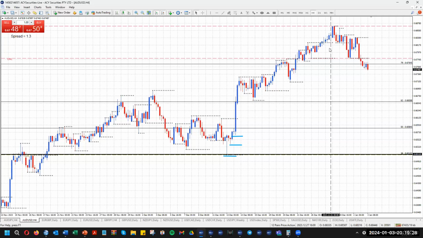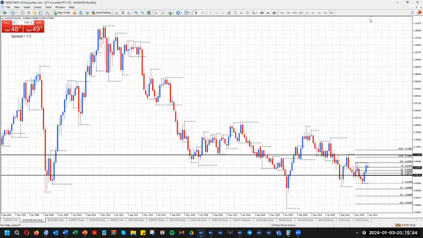All right, just trying to get rid of my lines here. Yep. All right, so we had a nice move up from weekly support. Now back to the monthly chart.